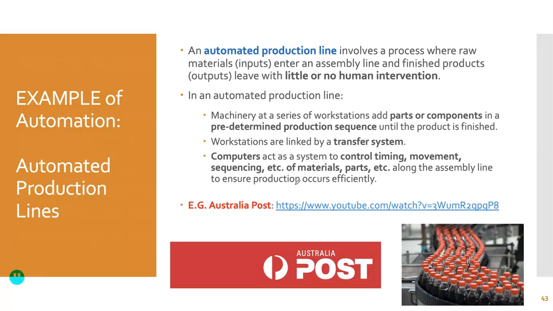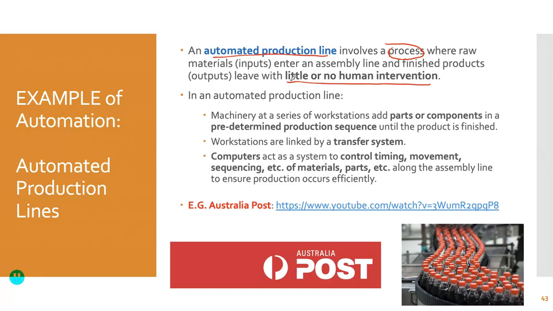And if we go to the nth degree, the extreme example, we come to our first strategy, which is an automated production line. This involves a process, so the activity, where the raw materials inputs enter an assembly line and finished products outputs leave, but importantly, with little or no human intervention.